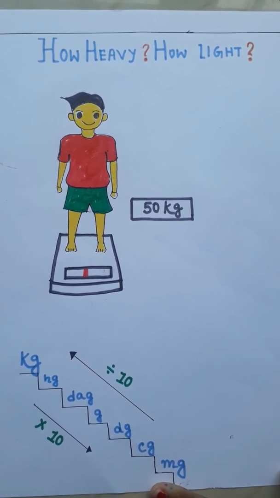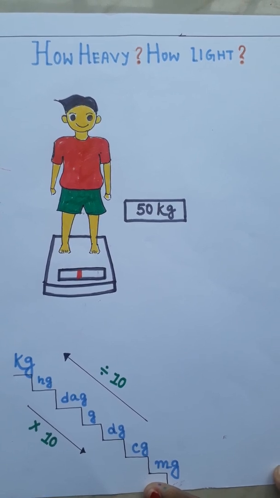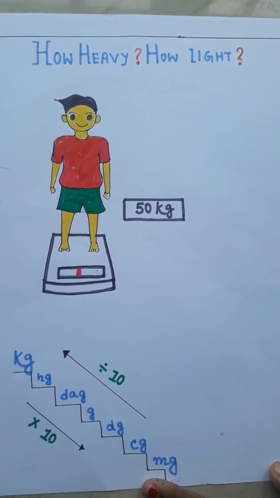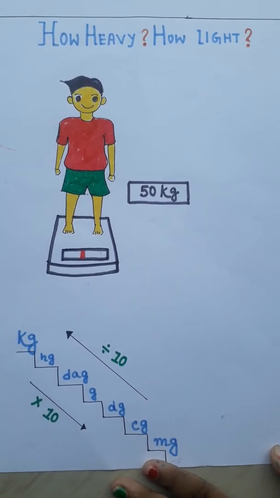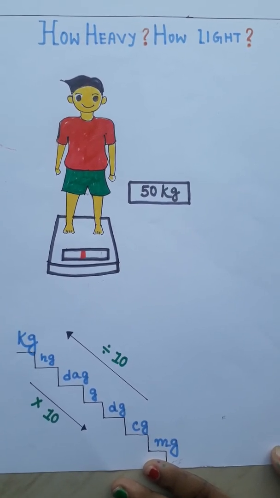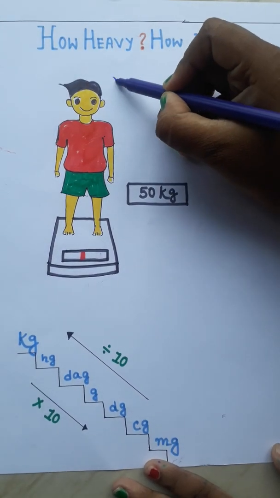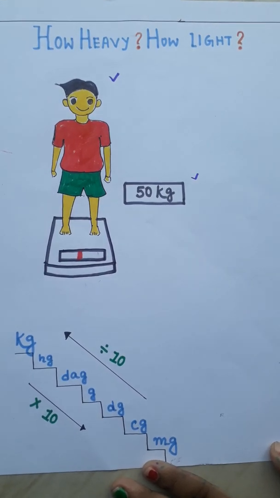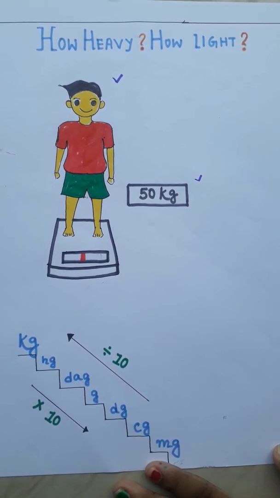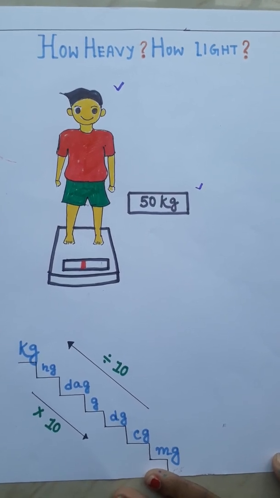Today again we are back with a new chapter and the name of the chapter is How Heavy, How Light. So here in this chapter we will know about weight of different objects. Here there is a boy Ram. Ram's weight is 50 kg. As I think you all also know your weight. Here Ram's weight is 50 kg.